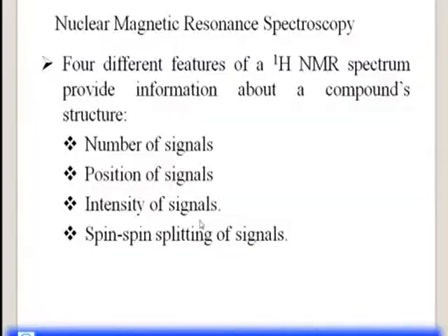Nuclear magnetic resonance can identify these things. Four different features of an HNMR spectrum provide information about a compound's structure: the number of signals, the position of signals, the intensity of signals, as well as the spin splitting of signals.